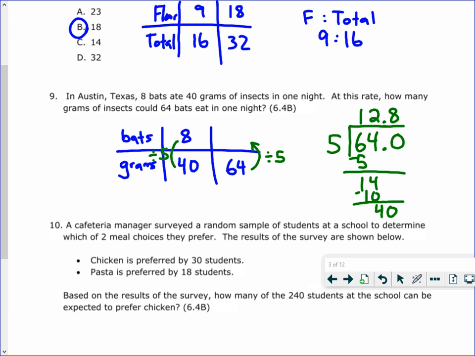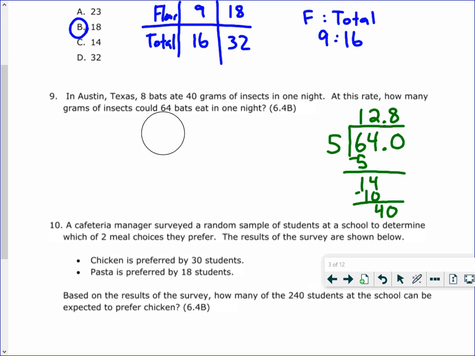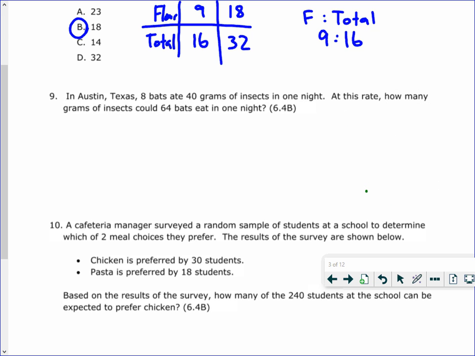Oh, looks like I messed up. See, even teachers make mistakes. I had this backwards. I labeled it wrong. So we have 64 bats, not 64 grams. So let's try this again. So 8 bats to grams. Always check your work, as you can see.